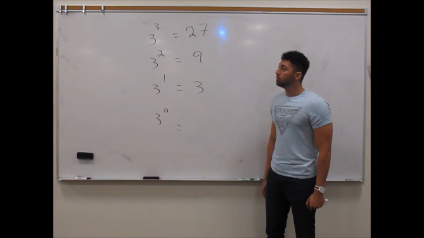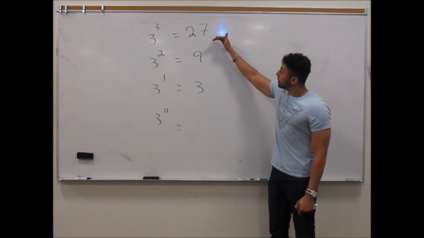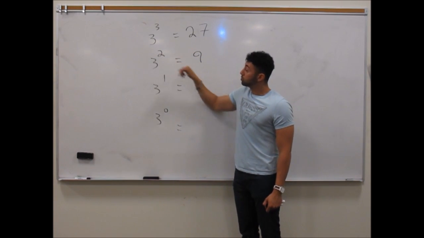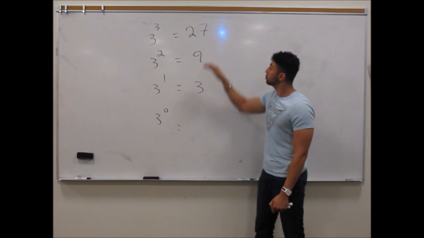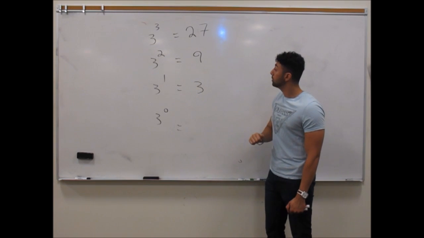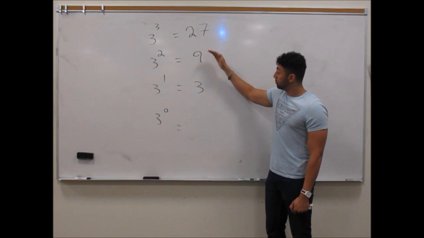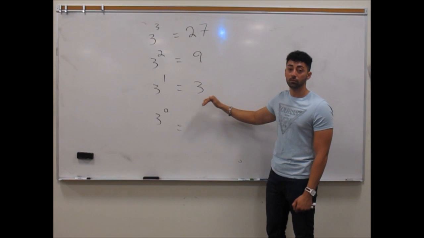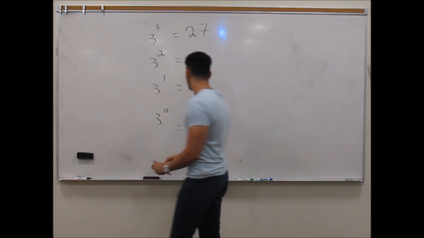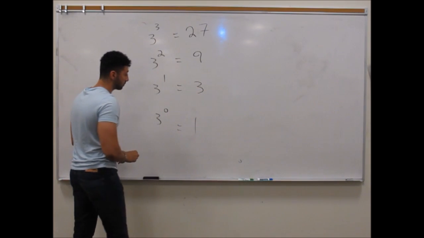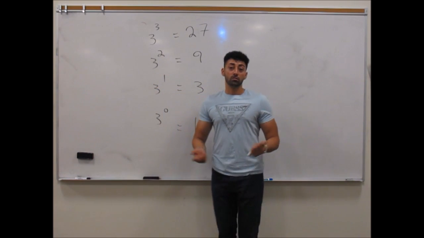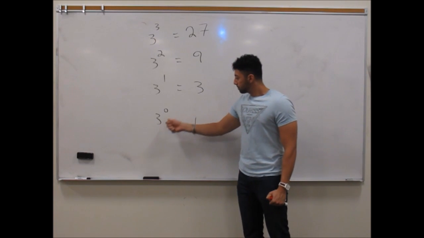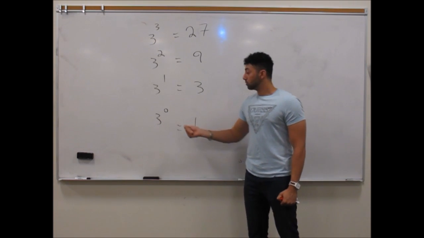Notice that to get to a lower power, what you're really doing is dividing by 3 every time. So 27 divided by 3 would be 9. And then 9 divided by 3 would be 3. So you're just dividing by 3 every time. The next step would be to divide by 3 again. So 3 divided by 3 would be 1. I don't know if that was the best explanation, but it gives you a little intuition on why when you raise something to the 0 power, the answer turns out to be 1.